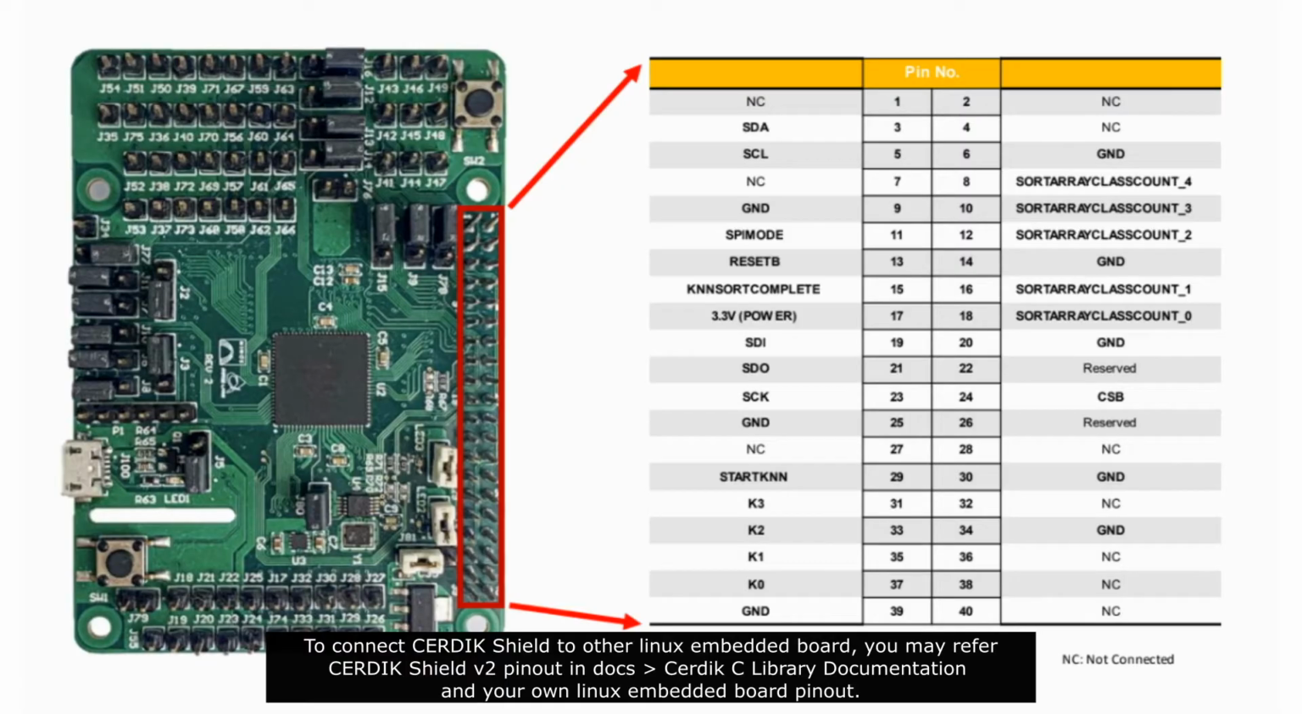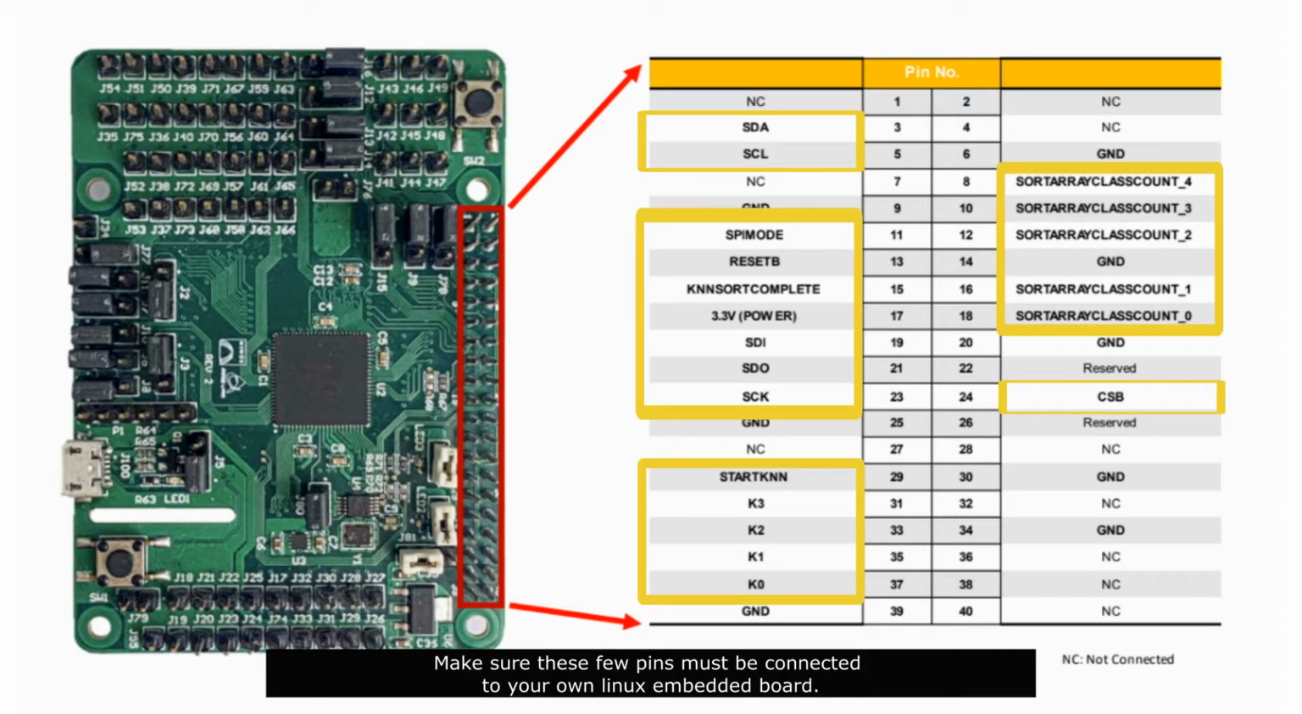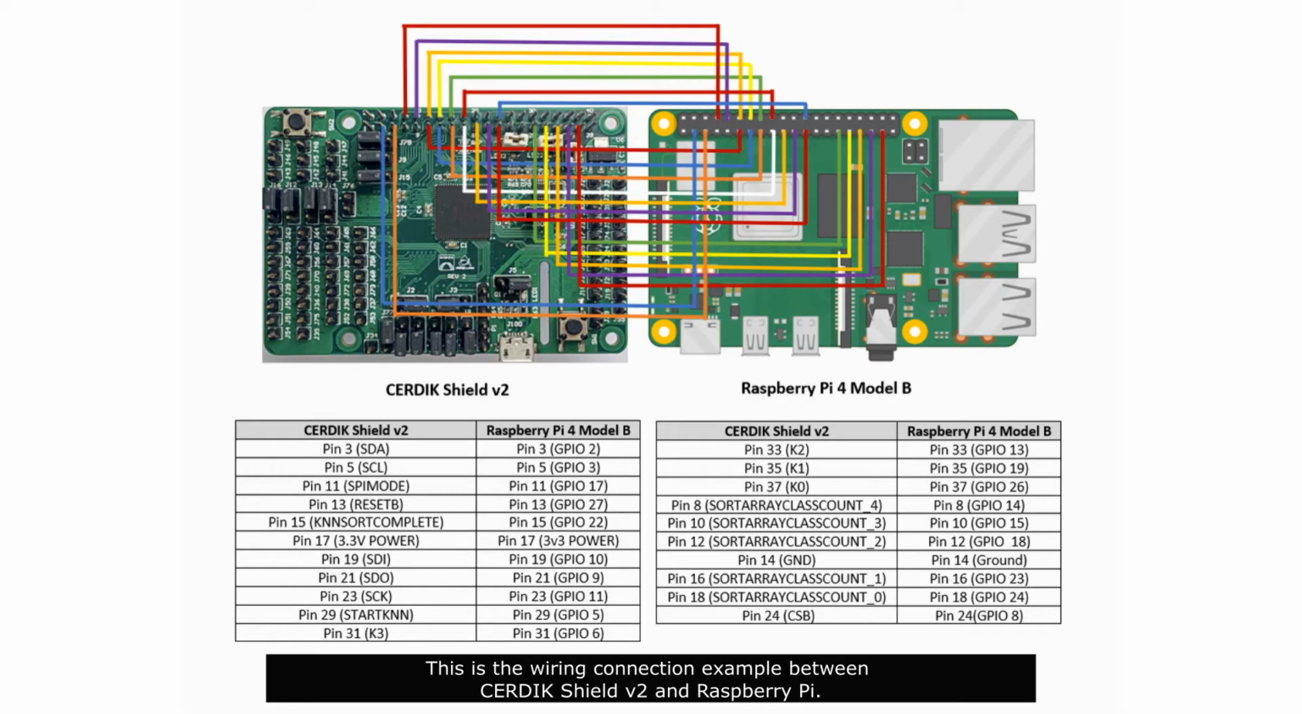To connect Cerdik Shield to other Linux embedded board, you may refer to Cerdik Shield v2 pinout in docs to Cerdik C Library documentation and your own Linux embedded board pinout. Make sure these few pins must be connected to your own Linux embedded board. This is the wiring connection example between Cerdik Shield v2 and Raspberry Pi.